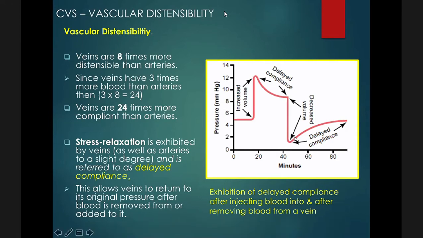So, over a few minutes, the smooth muscle in the arteries will contract. It will vasoconstrict the vessel. The pressure will rise even if you have not changed the volume. Kaya babalik siya sa normal pressure. This is what we call delayed reverse compliance. Okay? So compliance is the ability of the veins and the arteries to return to the original pressure even if you add or remove volume of blood. Parang compensation siya.